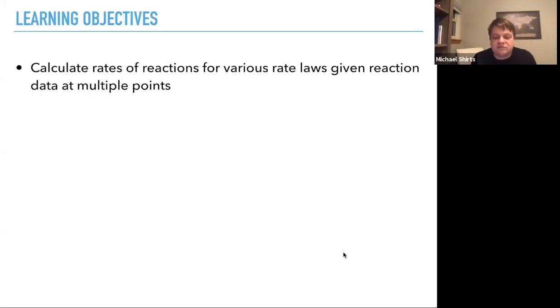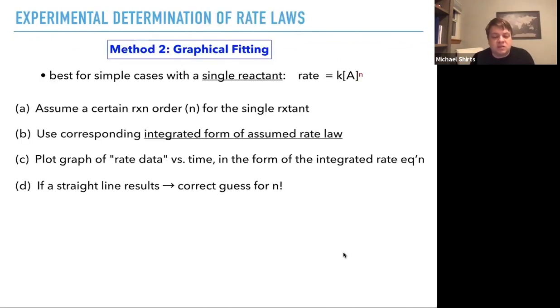Calculating the rates of reactions for various rate laws, given reaction data at multiple points. Let's see what we can do with that, and what information we can get about what's going on. Method 1 was the method of initial rates, where you were collecting data from the initial time point with different experiments. At this point, we only have one experiment that we're carrying out, and we analyze what is going on.